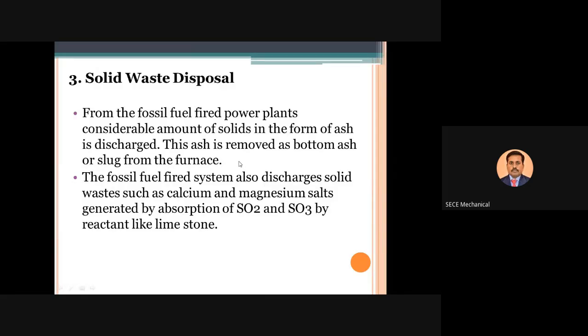These should be removed from the furnace area in the form of sludge, and it will be disposed of. If it is disposed of carelessly, it will create environmental pollution. So we have to use some water and also some transportation facility, like dumping with the help of transport vehicles. We have to dump on the area, then mix with water from the water source, and we can dispose of it. Likewise, solid waste can be disposed of.